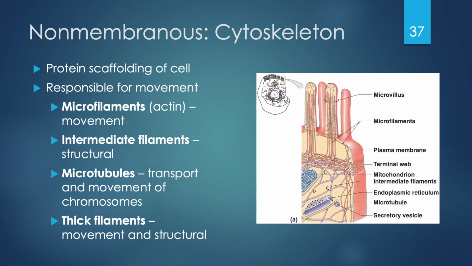The cytoskeleton is a non-membranous organelle, which is the protein scaffolding of the cell. So it gives structure to the cell overall. And it's responsible for movement. And so there are the following things listed that are highlighted here for you that we're going to discuss in more detail in subsequent slides. But first, know that microfilaments, and actin is an example of one, are going to be responsible for helping move the cell, whereas intermediate filaments that are a little bit larger are going to be more structural in nature. And there are also microtubules, which are going to be important for transport and movement of chromosomes, whereas finally, thick filaments, which are the largest, are going to be important for both movement and structure.